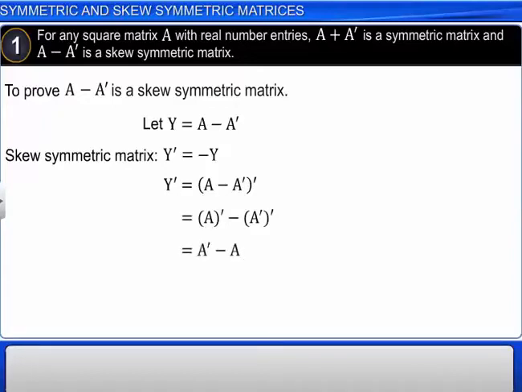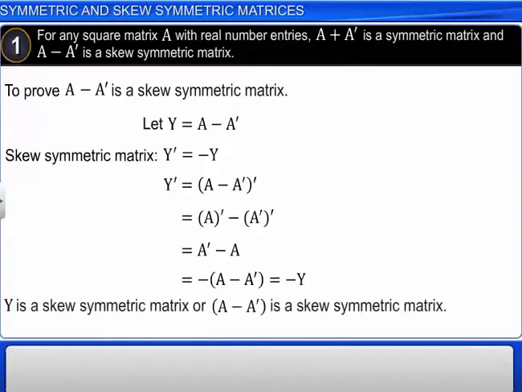Using the properties we have seen earlier for the transpose of a matrix, we get A transpose minus A. Upon rearrangement, we find that this is equal to the negative of matrix Y. Therefore, Y or A minus A transpose is a skew-symmetric matrix.